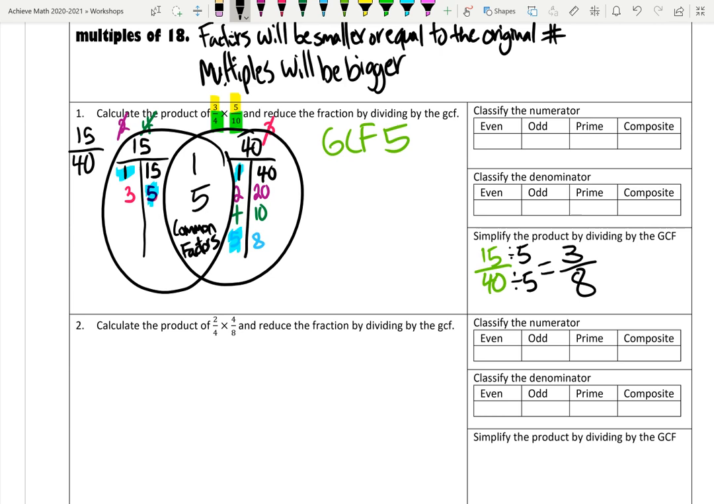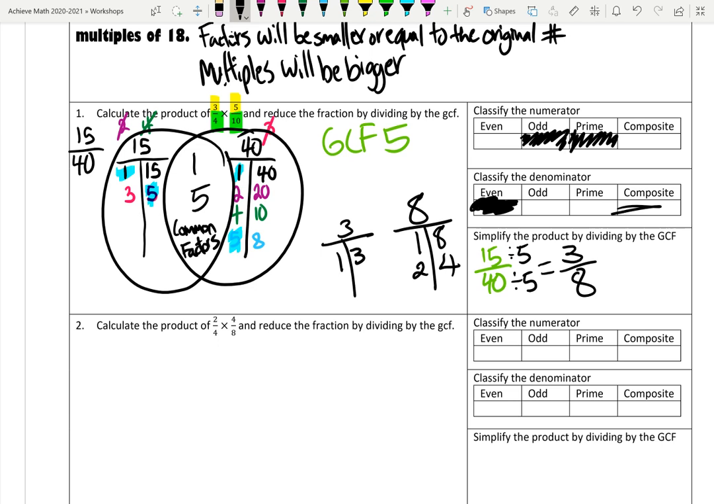3 is an odd number, and because 3 only has 2 factors, it's going to be also prime. 8 is even. Why? Well, 2 is a factor, and it has more than 2 factors. So 8 is going to be even composite. You want to think of it as each number has 2 names: even or odd, and prime or composite. So all these can be done the same way.